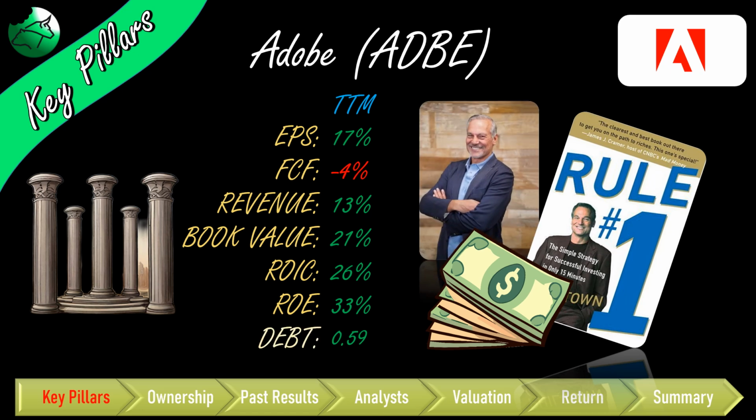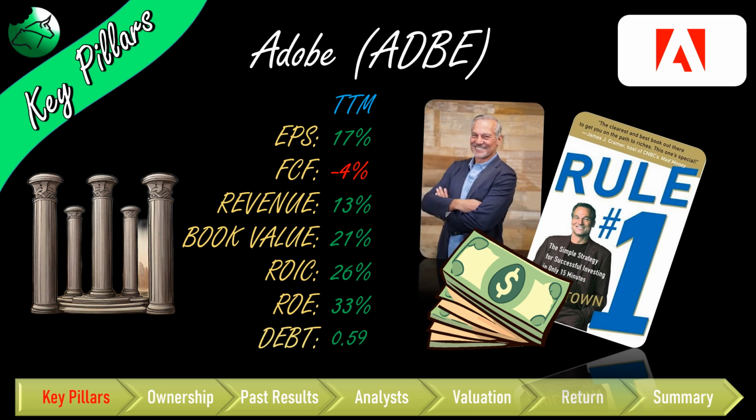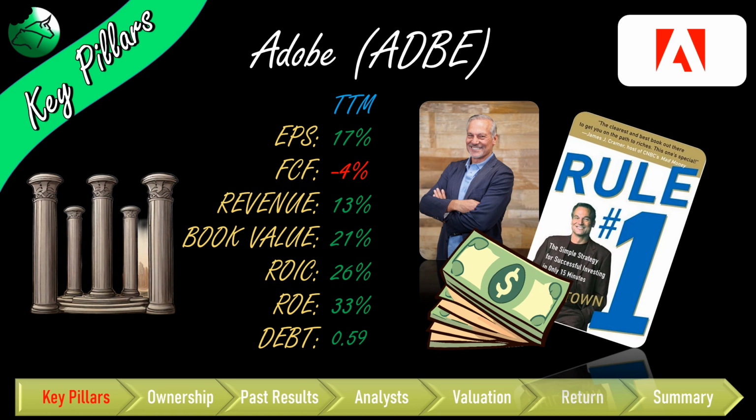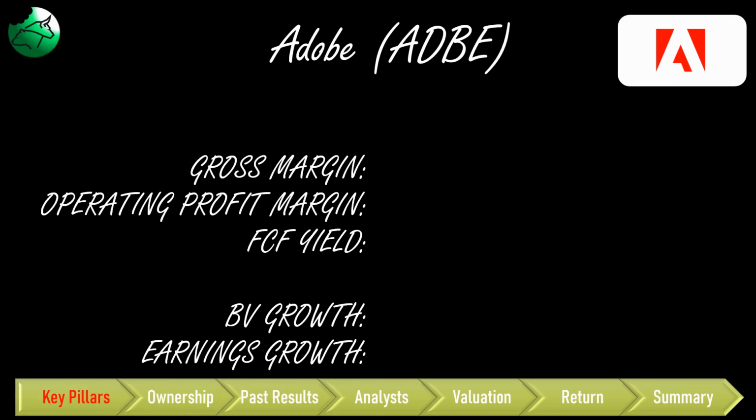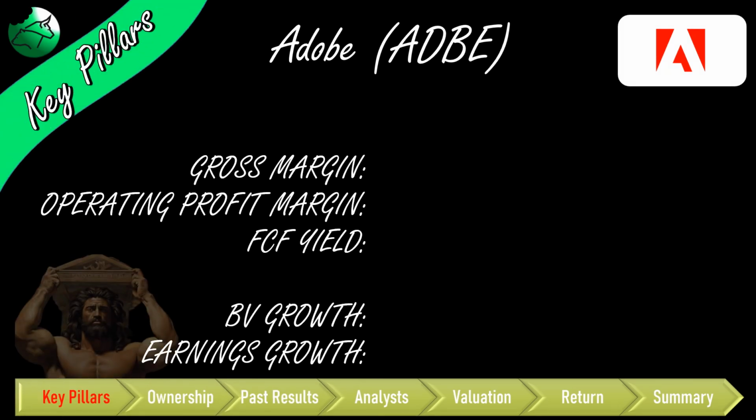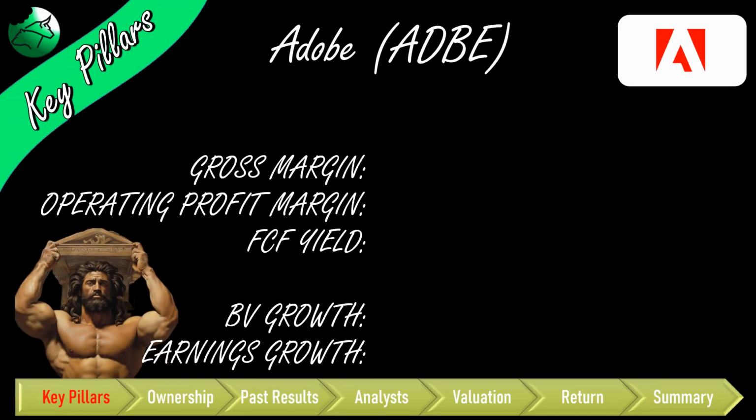Now we move on to debt, and Phil Town prefers a company that is able to pay off debt with their free cash flow within 3 years. Using their free cash flow, they can pay off the debt within 1 year. In this next section, we will now focus on other key metrics which will help define an excellent business.